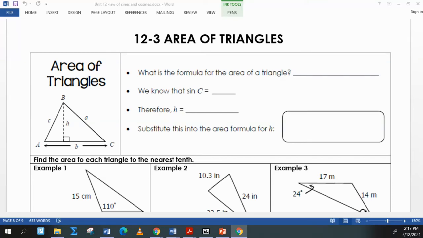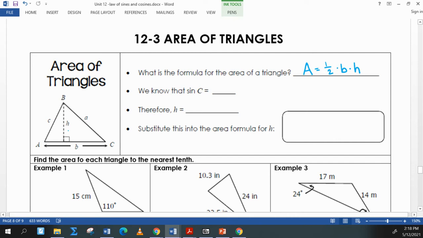All right, so 12-3 is on how to find the area of triangles. Now, you already know an area of triangles formula. In fact, let's write this down while we're here. The area of a triangle, you learned like in 5th grade, 6th grade, is just 1/2 times the base times the height. Now, this works if you have a perpendicular height. So if you know two sides that are perpendicular, if you've got a right angle in your triangle, it works well. What we're going to do is talk about an area formula that works on triangles that are not necessarily a right triangle.